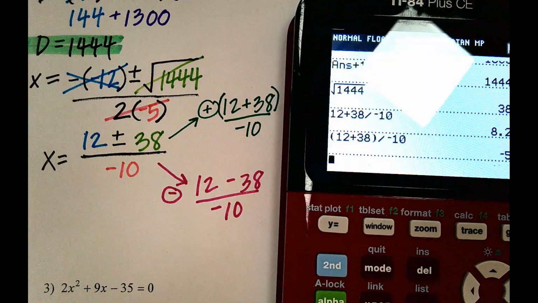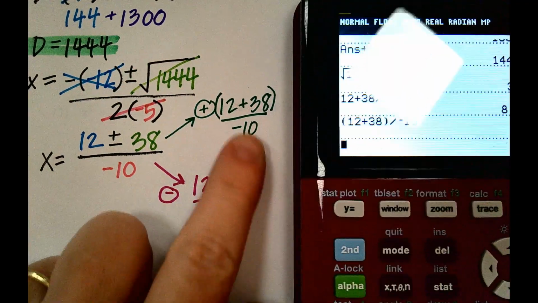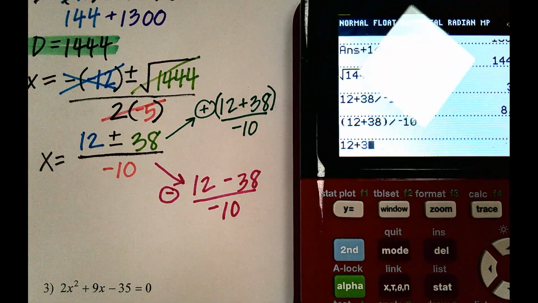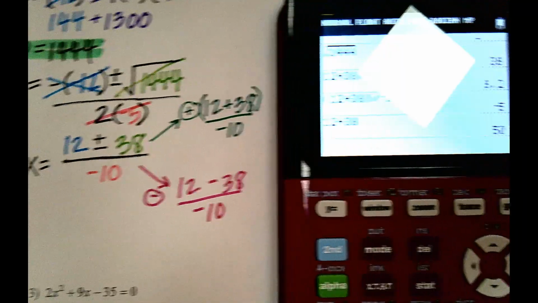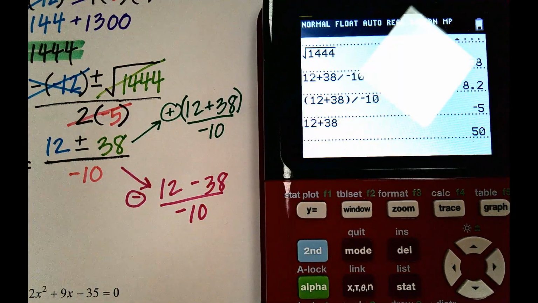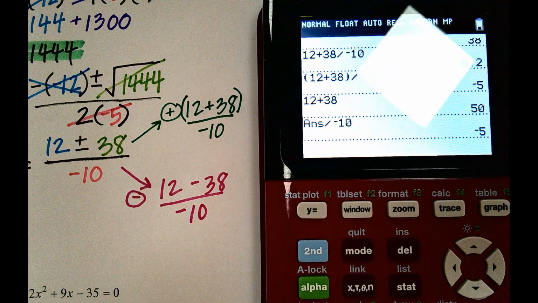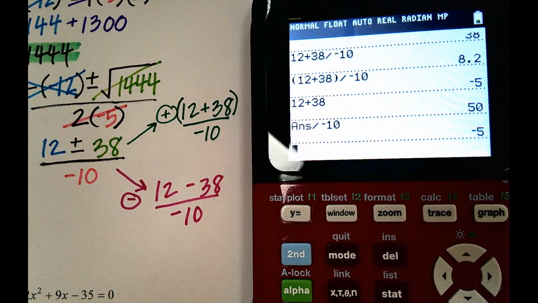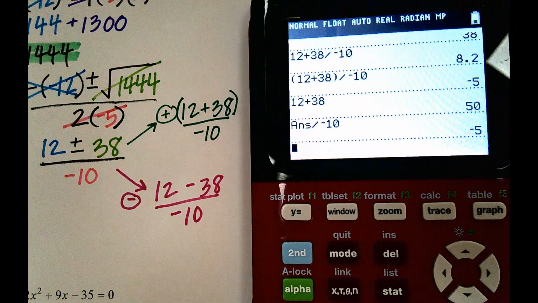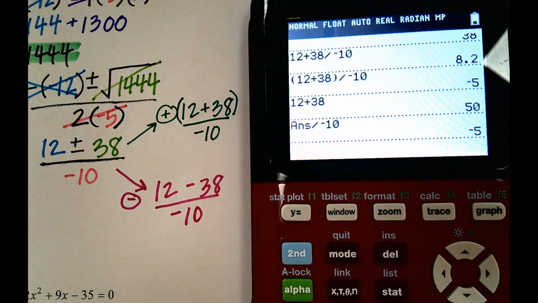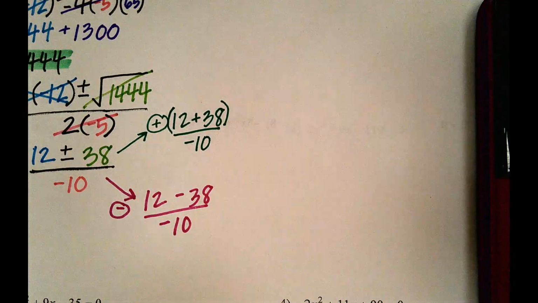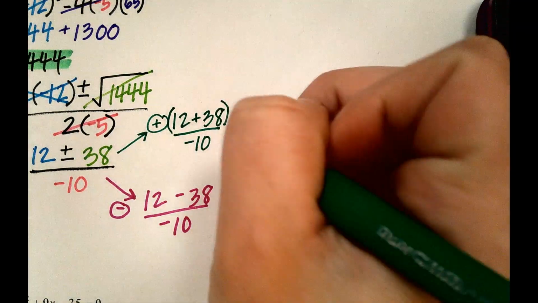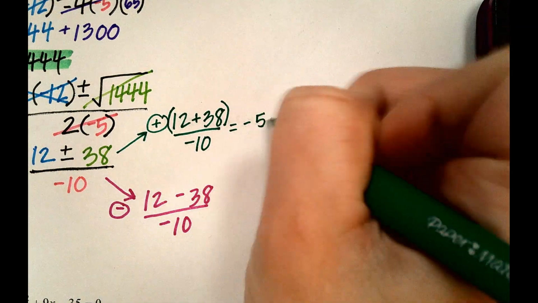It definitely can be. What you could also do is just 12 plus 38. Get your answer, which is 50. Then divide by negative 10. And now that negative 5 makes a little more sense. So that's how we got it. If you type it in all at once, you have to use parentheses so your calculator knows not to divide first. That's the difference. So for our plus, we get negative 5.